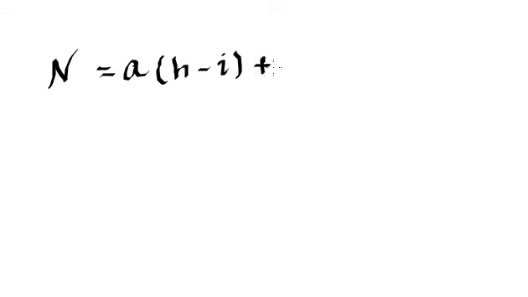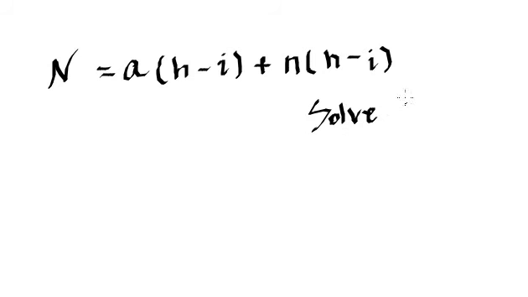Alright, let's look at another one here. N is equal to A times H minus I plus N times H minus I. And in this particular case, we're going to solve for I. Alright, so we want to solve for I. We are going to solve for I in this problem.